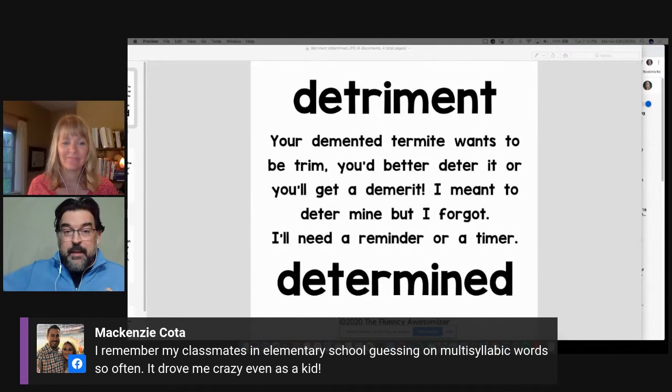Beyond that, these problems can linger, and first graders, if they are advanced readers, can go beyond 2nd grade. I'm even working with a kindergartner right now on these because he needs to be challenged. Anyway, the passage: your demented termite wants to be trim.